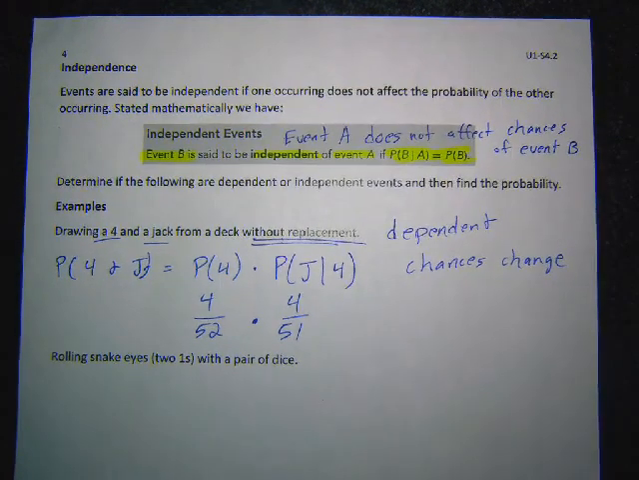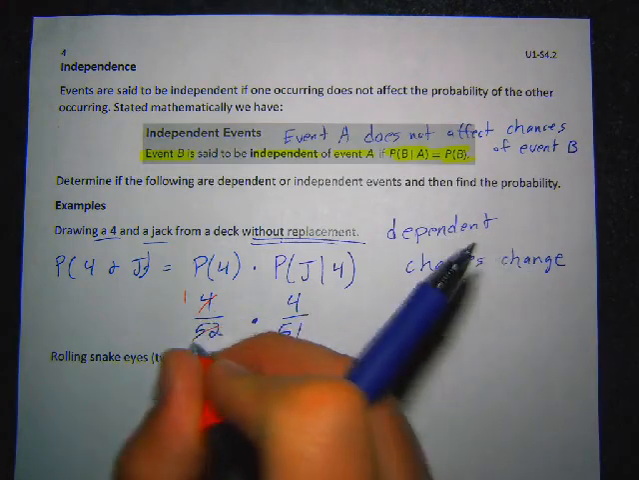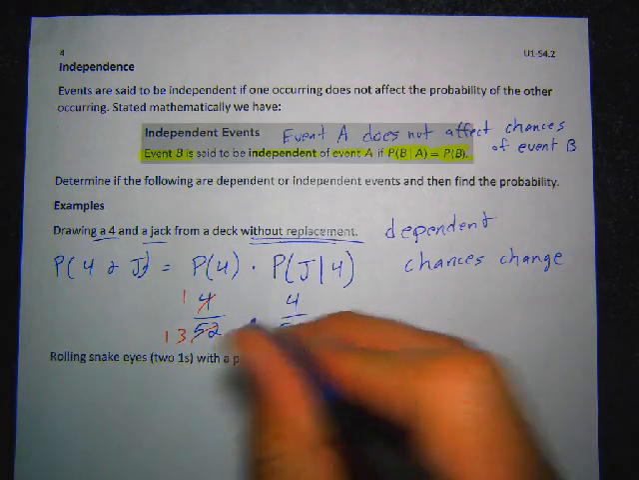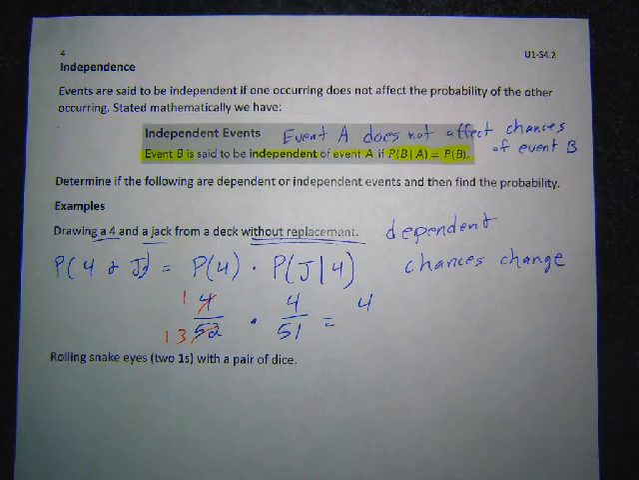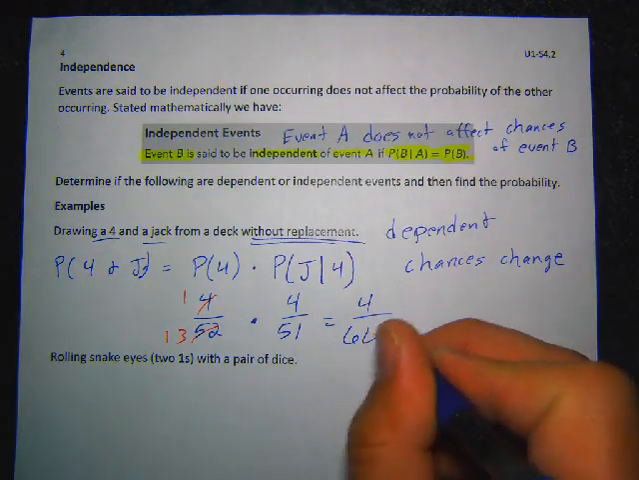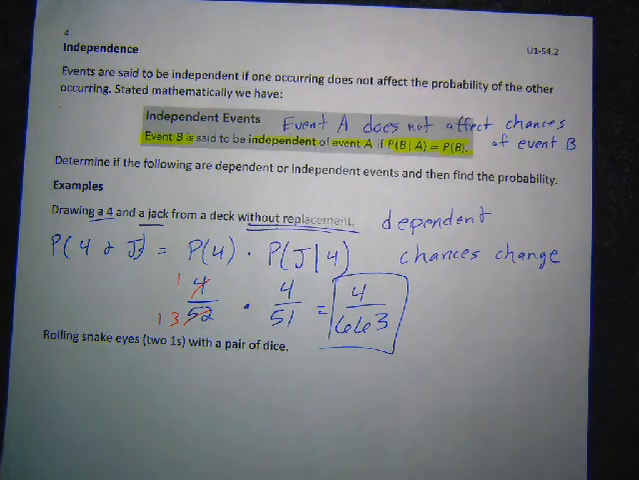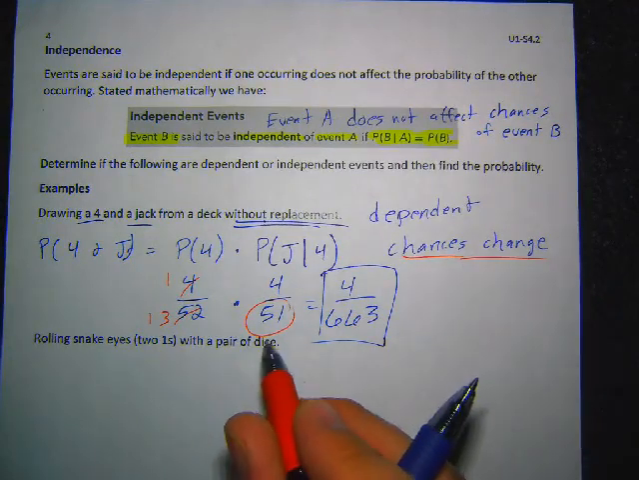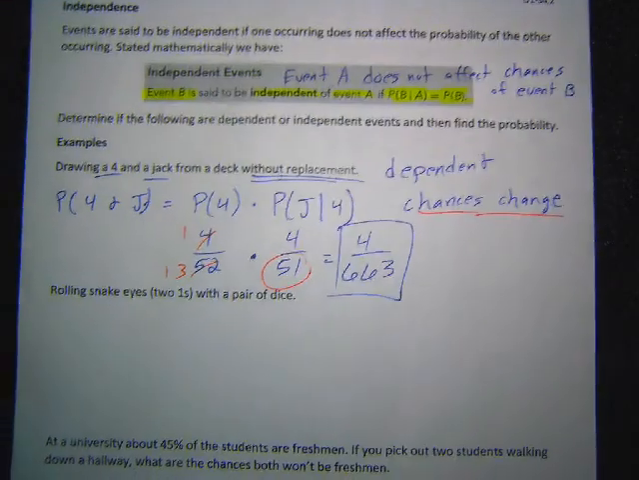Okay, I'm going to go ahead and simplify this again before I multiply. So I'm going to divide this and get 4 divided by 4 is 1, 52 divided by 4 is 13. That way when I multiply, I don't have to do such big numbers. So I end up with 4 on the top, and I think this is the one that ends up being 663 again, because it's 13 times 51. So this one is 4 over 663. But again, this one was changed because the 4 got out of the deck, so there's less cards left. Let's try the next one.